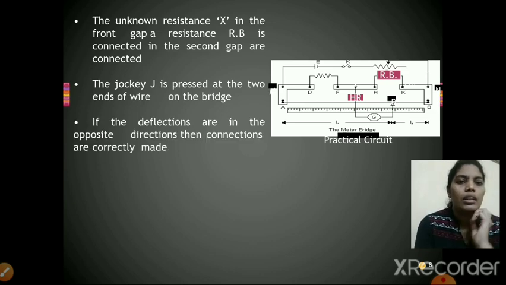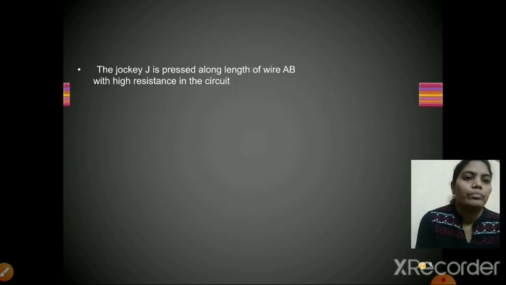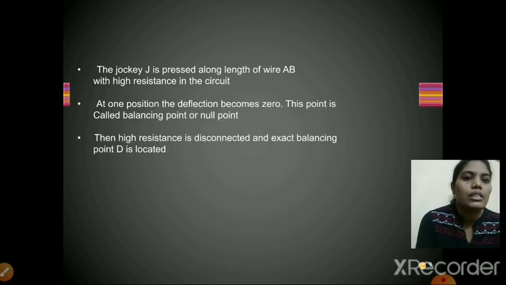If the deflections are in opposite directions, then the connections are correctly made. Now if the deflections are not opposite, adjust the resistance in the resistance box such that the deflections are opposite when jockey J is pressed at the two ends of the wire. Now the jockey J is pressed along the length of wire AB. At one position the deflection becomes 0. So this is what I just explained. Now this point is called the balancing point or null point. Then the high resistance is disconnected and the exact balancing point D is located.